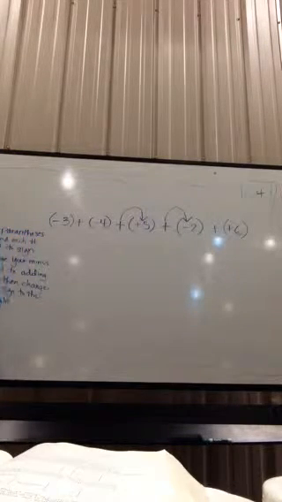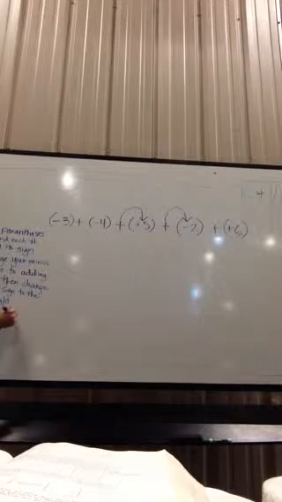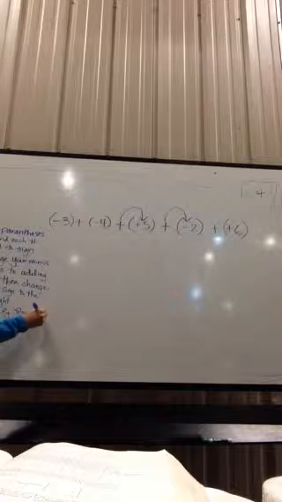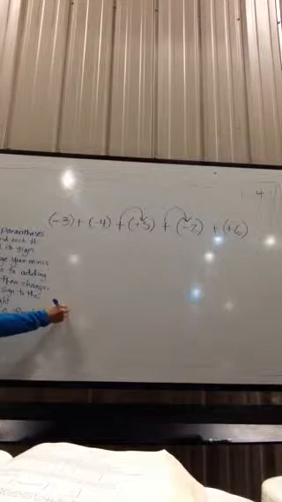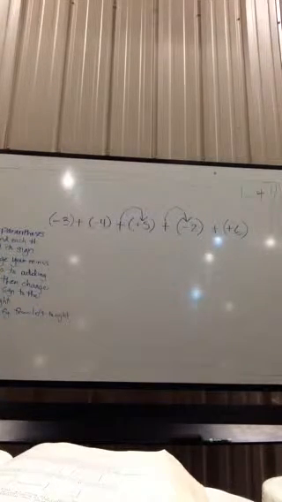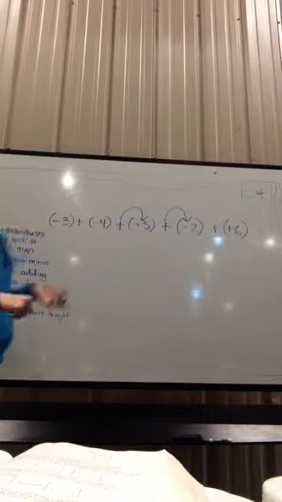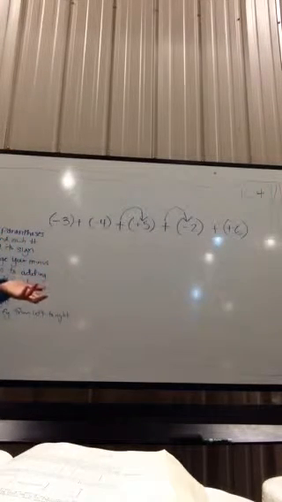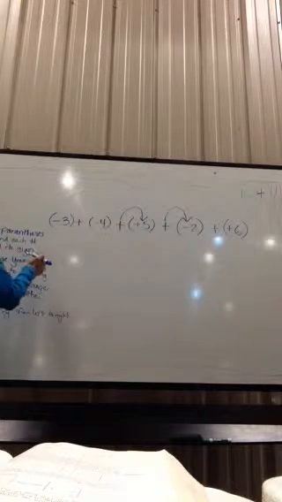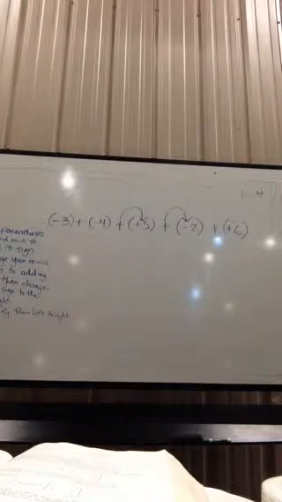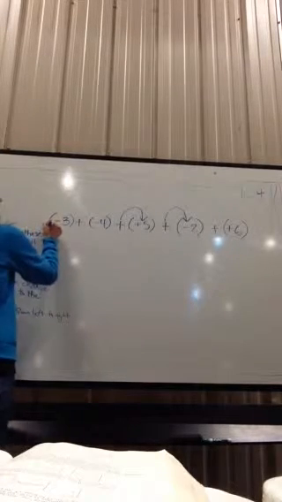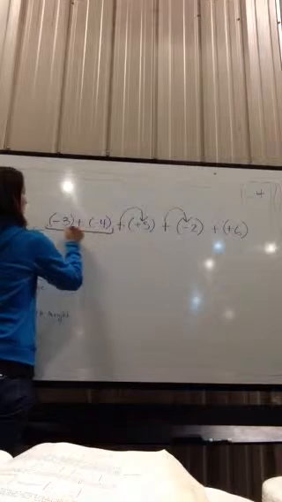Now, step number 3 is to simplify from left to right. Simplify from left to right. We can only work 2 numbers at a time. So watch what I do. I'll let you write that down first. Okay, is everybody ready? Here we go. We're going to go negative 3 plus a negative 4.